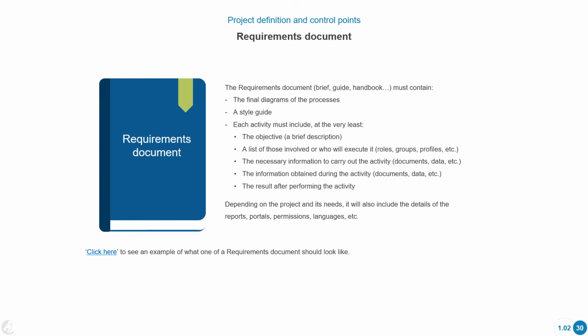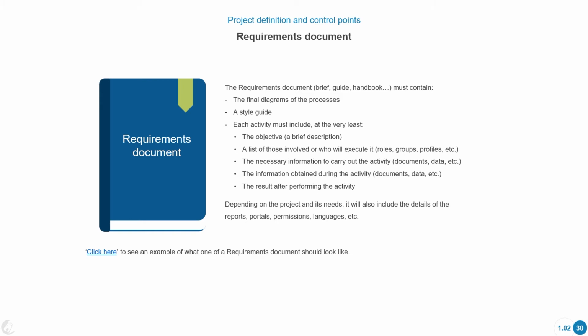So what we're going to have at the end, once we've gathered all this information, is a requirements document. It's going to contain the final diagrams of the process. This is something you're going to learn how to do during this course, how to create a diagram for a process. Usually it should also have a style guide. Okay, what's the look and feel we want our application to have?